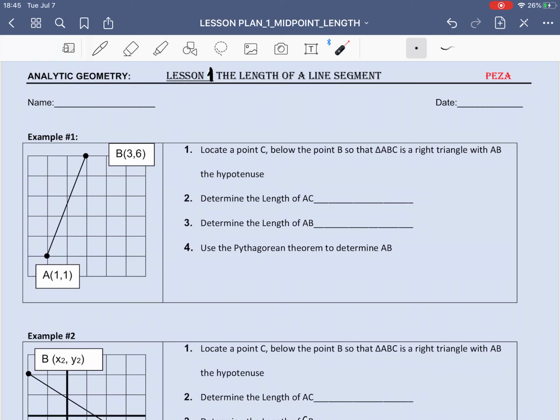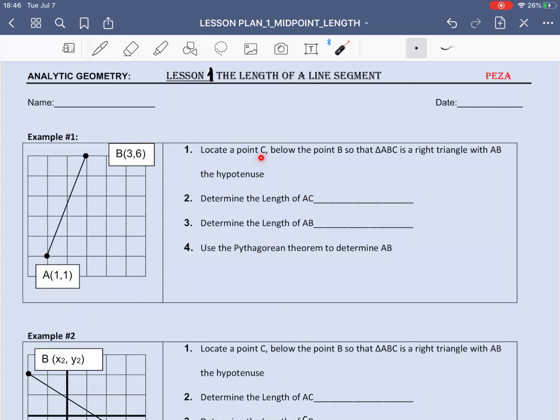So to discover the formula for the length of a line segment, I would like us to start with this very simple example where we're given a line segment on the Cartesian plane. The coordinates of the endpoints are A(1, 1) and B(3, 6). I'm going to follow these very short and simple steps to find the length of AB.